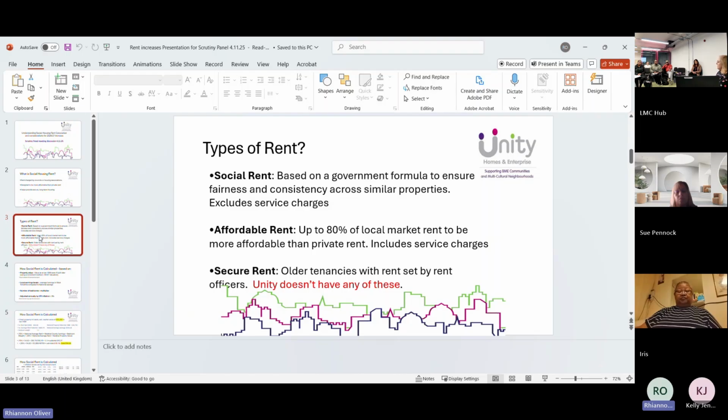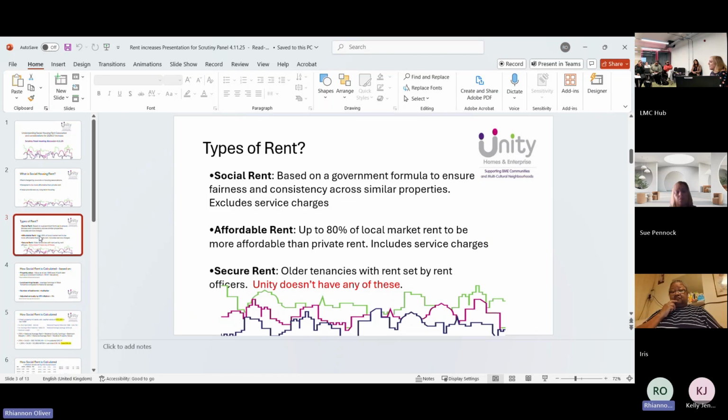But there's not the same sort of regime around private rented, which is why the rents are so much higher generally. And the social rent as well doesn't include the service charge, because obviously some properties have a service charge, some don't. So social rent is only a formula for the actual rent part. And the reason that becomes important is because we also then have affordable rents.